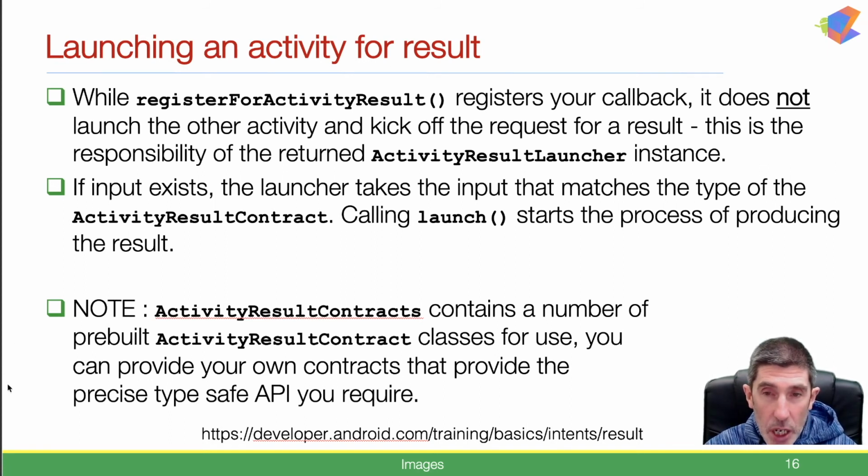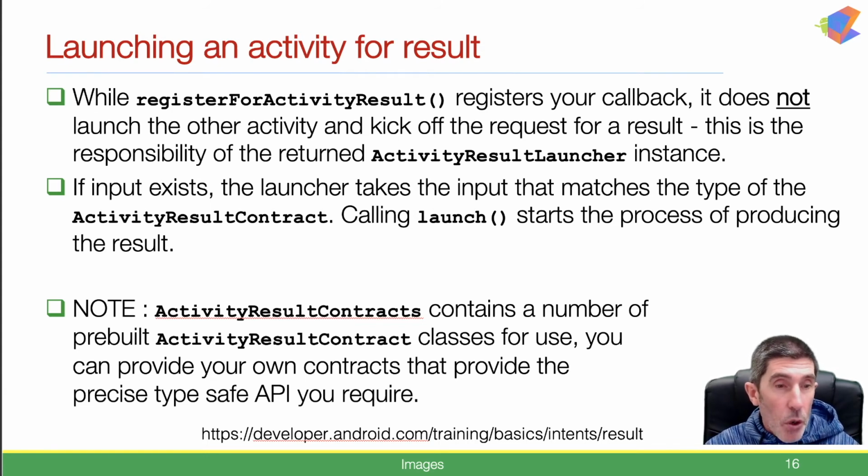The activity results contracts contains a number of pre-built contract classes for you to use. You can provide your own contracts to provide the precise types of API you require. So there's a lot more information up on the developer docs, and we will use some of these ourselves. There's some pre-built classes that you can use for opening images, opening individual documents, even opening videos, or whatever the case may be. So you can write your own if you need, but there's some pre-built ones again to try and make it a little bit easier for the developer.